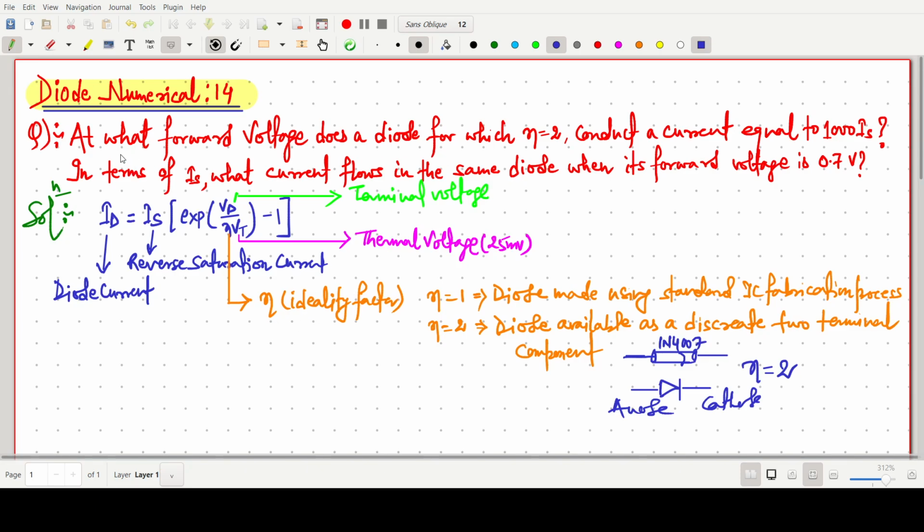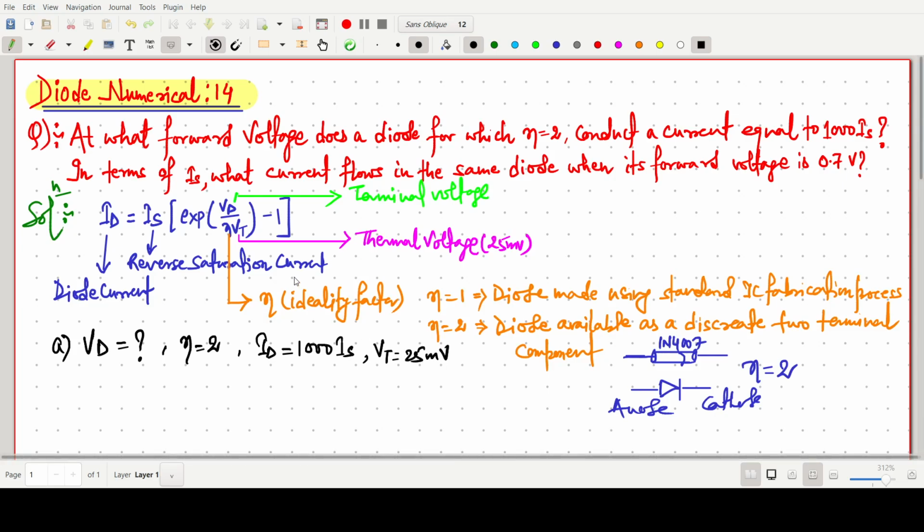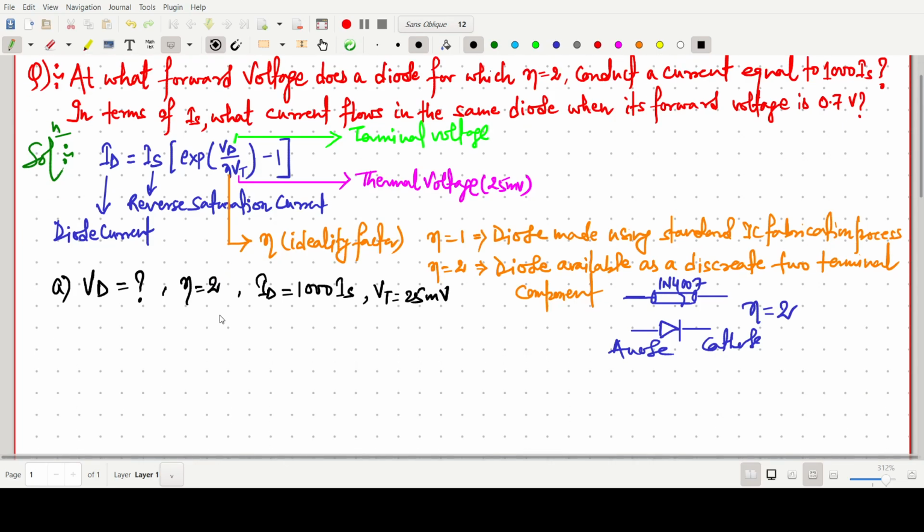For the first part, at what forward voltage means we have to find VD. Does a diode, for which eta equals 2, meaning the ideality factor is 2, so we are talking about a discrete two-terminal diode component, conduct a current equal to 1000 IS. So ID is given as 1000 IS, we have to find VD, and VT we know is 25 millivolt.